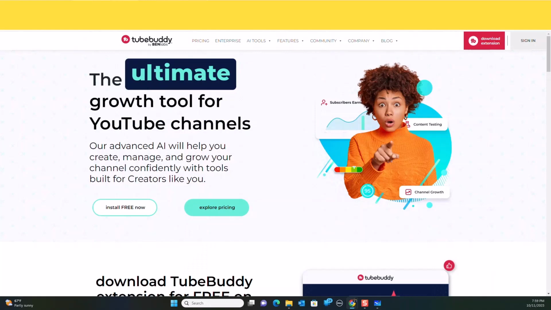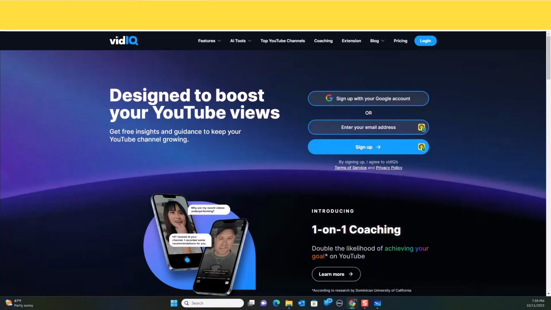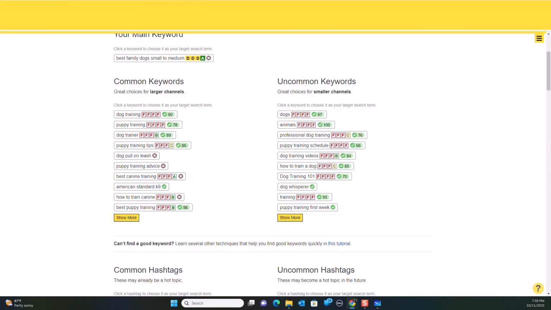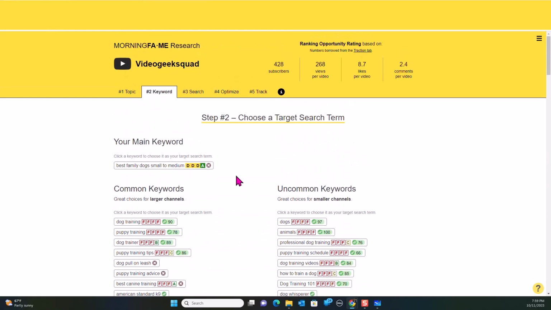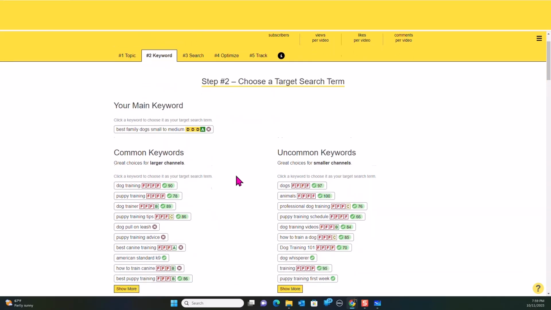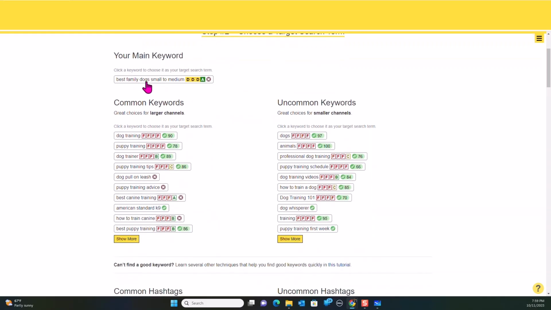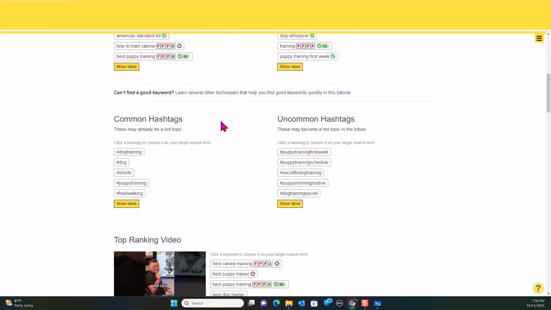because I think TubeBuddy is mainly will show you that, but also in vidIQ, it's going to tell you what's going to help you. But this is going to narrow the focus down a little bit more so you can get specific in the terms that you're actually looking for and you're searching for. So we know best family dogs, small to medium, is something that people are typing into the Google algorithm, into the Google search bar. And so we know this is a video that is good to make.